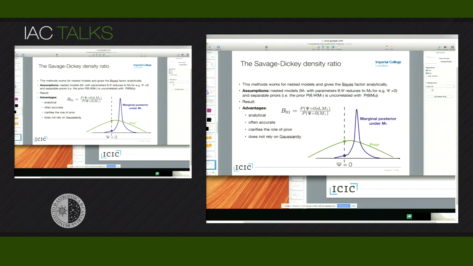But okay, let's say that you have this sampled accurately enough, then you have access to the Savage-Dickey ratio for free.